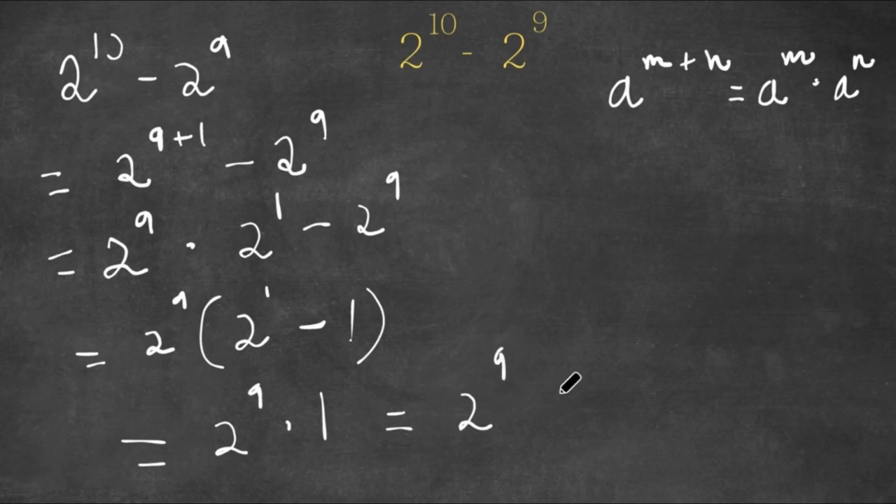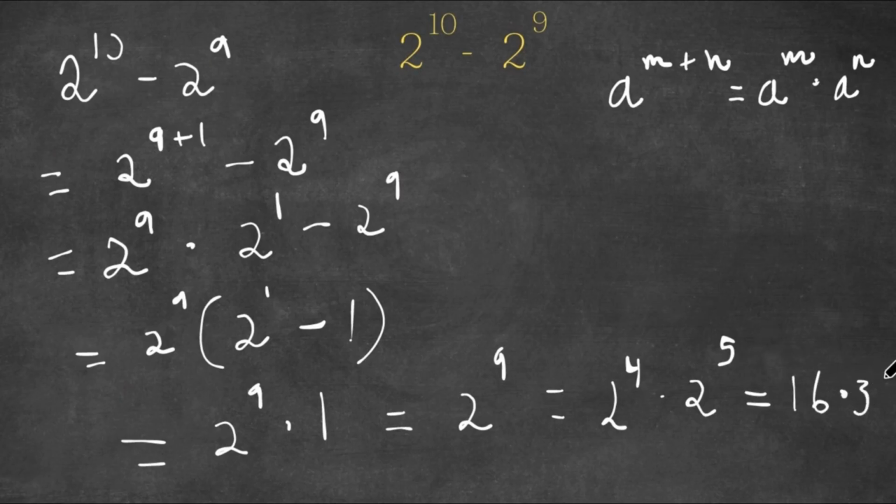Now, 2 to the power of 9 is equal to 2 to the power of 4 times 2 to the power of 5, because, remember, a to the power of m plus n is equal to a to the power of m times a to the power of n. So now, 2 to the power of 4 is 16, and 2 to the power of 5 is 32. So we have 16 times 32. We have 32 times 16.